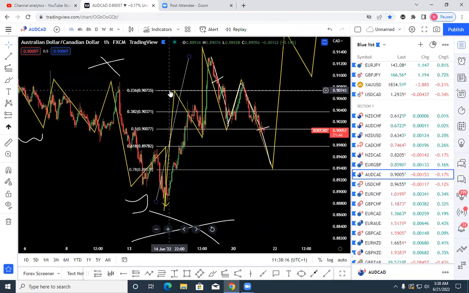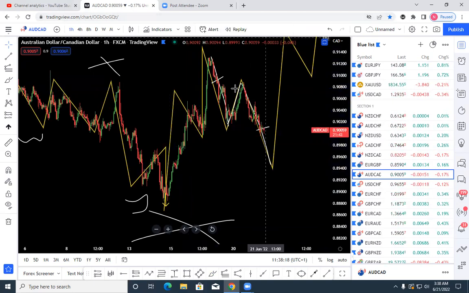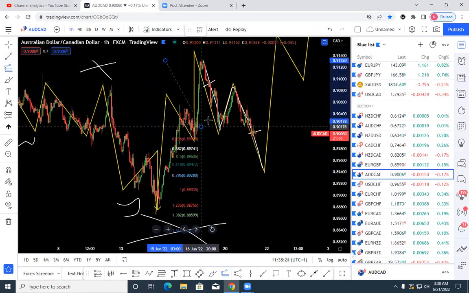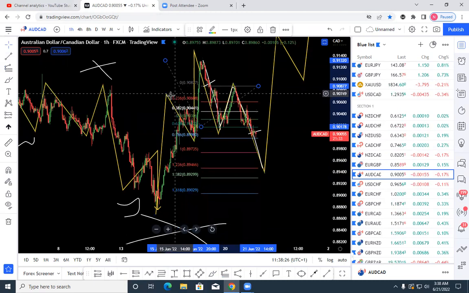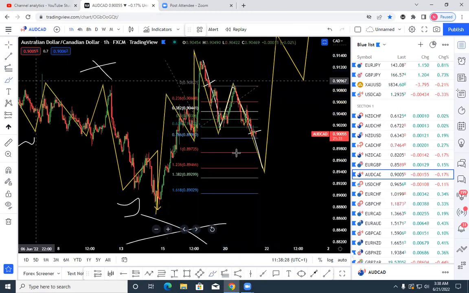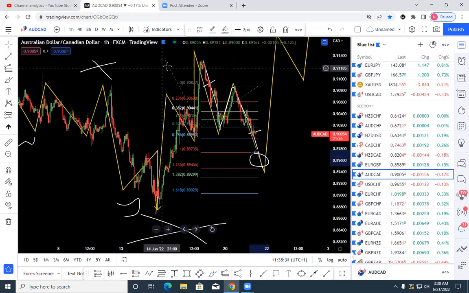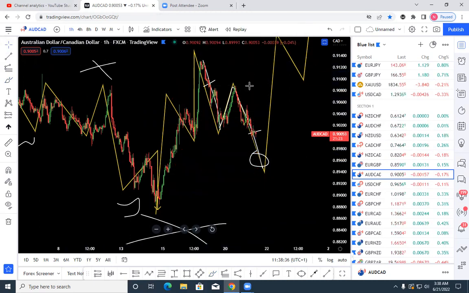Okay, let's delete this fib. Now let's go to fib extension. Drop it here. Okay, so we're expecting it to end here, the equal leg. Can you see? I've marked it before. So end here. Now delete the fib extension.